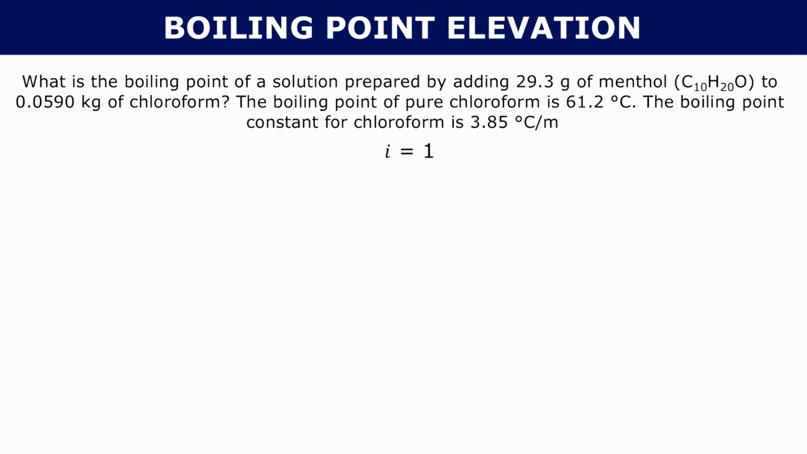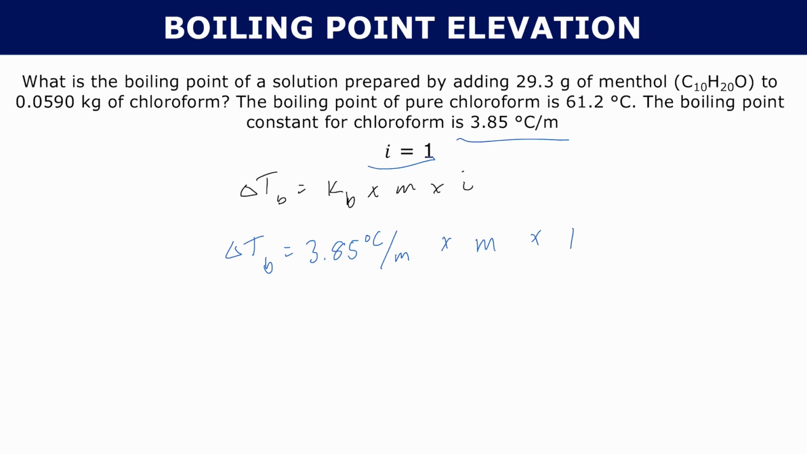So the formula for boiling point elevation is change in Tb equals Kb times m times i. And two of these values we already have. We know what Kb is and we know what i is. So let's write that down. Change in Tb equals 3.85 degrees Celsius per molality times m, which we don't know, times the Van Hoff factor, which is 1. And again, these are coming from the problem itself. So we're told the Van Hoff factor here, and we're also told the Kb value here. All that's left to do is find molality.